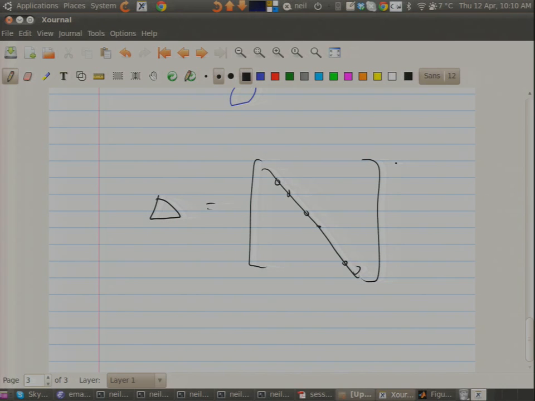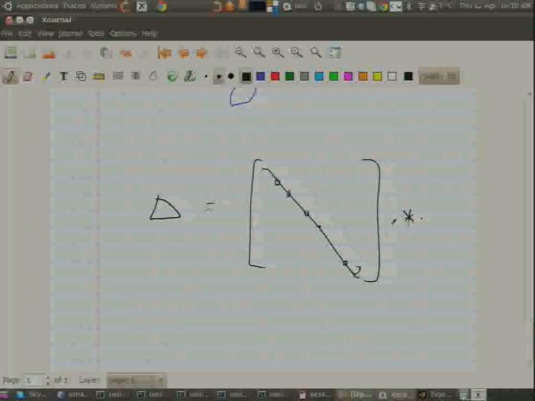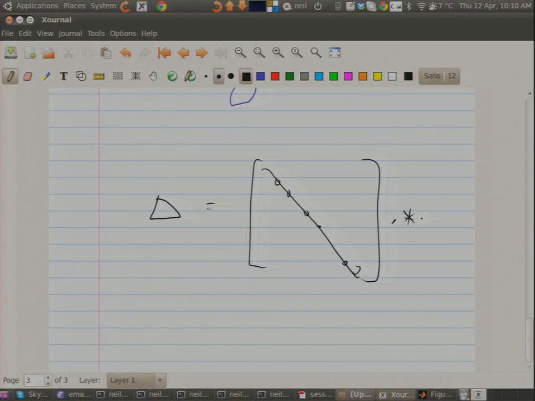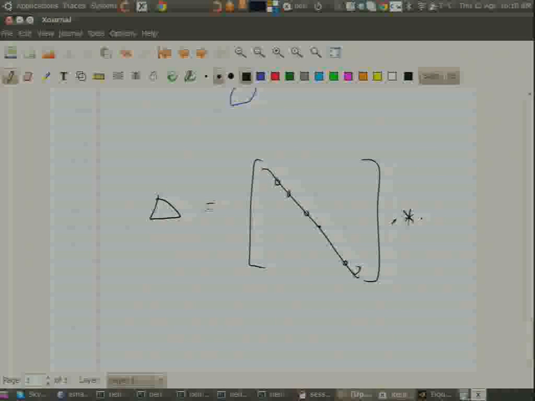Taking the trace of two matrices that are multiplied together is equivalent to the MATLAB dot times multiplication followed by a sum. That's the way to do it. Don't ever multiply two matrices together and then take their trace. That's extremely slow. Element by element, multiply them, and then sum both directions. That's much, much faster. One's cubic and one's quadratic.